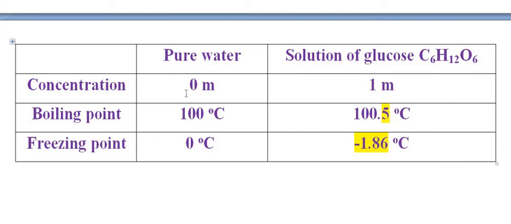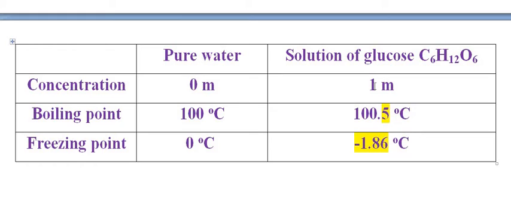The boiling point of pure water is 100 degrees Celsius, and the freezing point of pure water is 0 Celsius. When you dissolve glucose sugar in this water, if the concentration of glucose is 1 molal, this means that you dissolve 1 mole in 1 kilogram of water, the boiling point increases to 100.5. 0.5 is the increase in the boiling point.